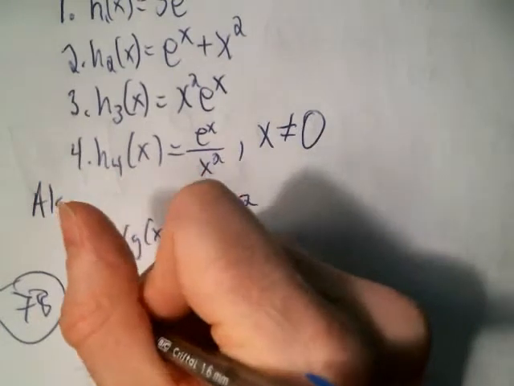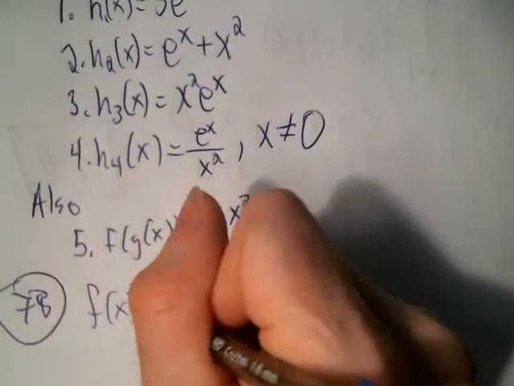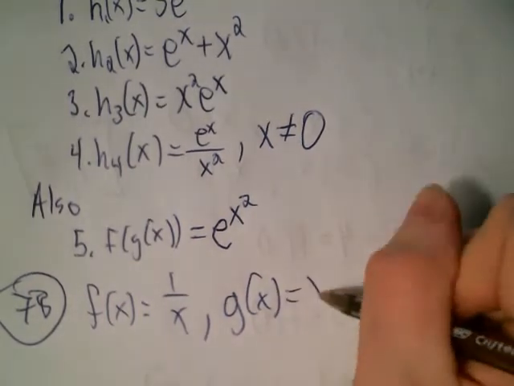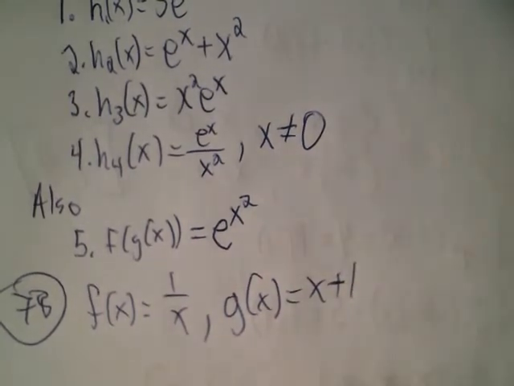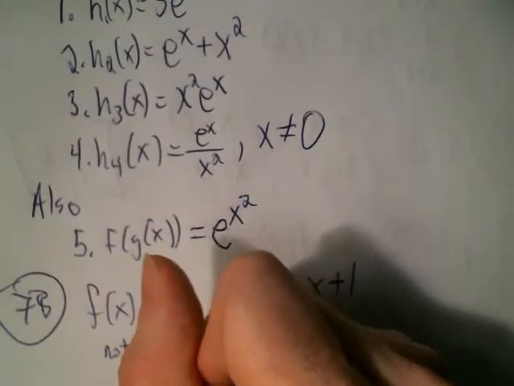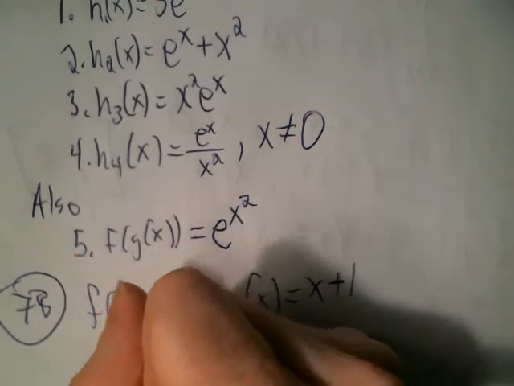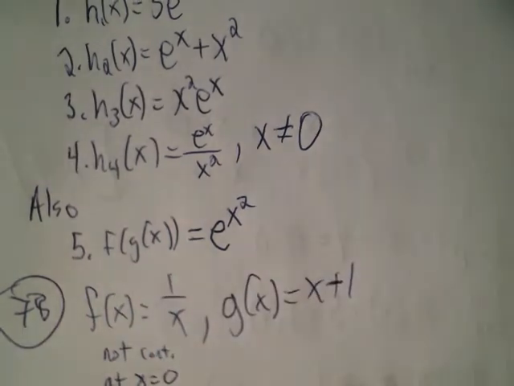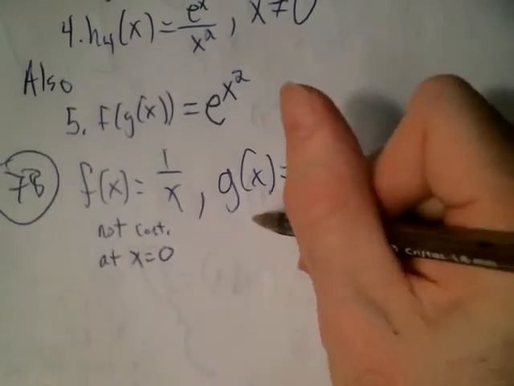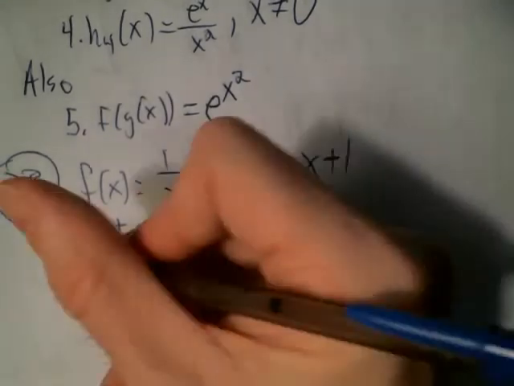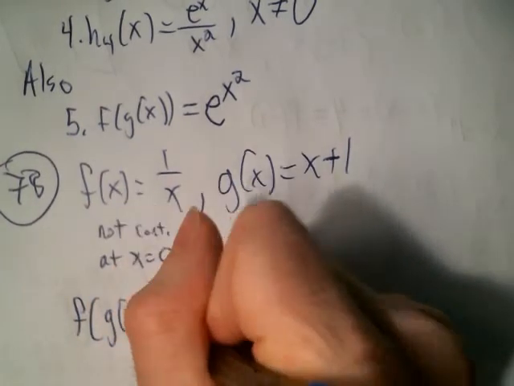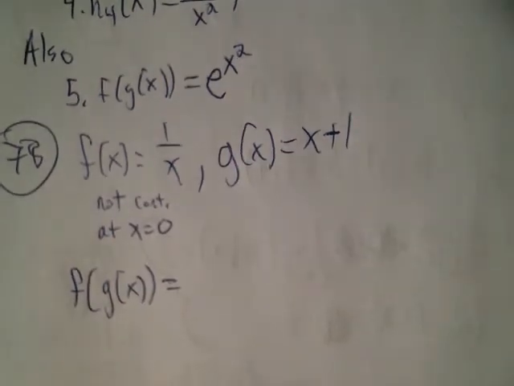So 78, we have f of x equals 1 all over x, and then g of x equals x plus 1. So we know this guy is not continuous at x equals 0. Okay. f of x just isn't defined there, so it won't work. This guy is continuous everywhere, though. Let's now consider the composition of f of g of x and see where it's continuous or discontinuous.